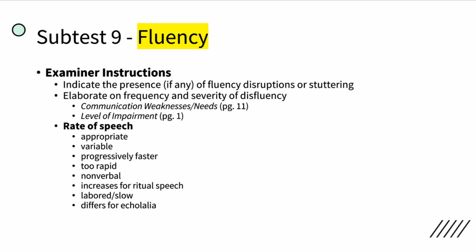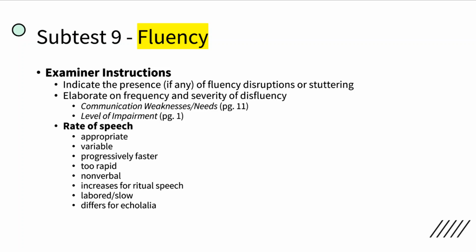Subtest 9 looks at the individual's fluency. This can be assessed by indicating the presence, if any, of fluency disruptions or stuttering. Options to be checked include adequate, prolongations, irregular pauses, repetitions, halting, secondary mannerisms, blocks, and nonverbal. The examiner should elaborate on the frequency and severity of disfluency in the Communication Weaknesses/Needs section, which is on page 11 of the test form, and/or on page 1 under Level of Impairment.